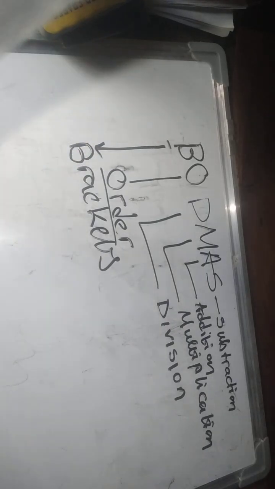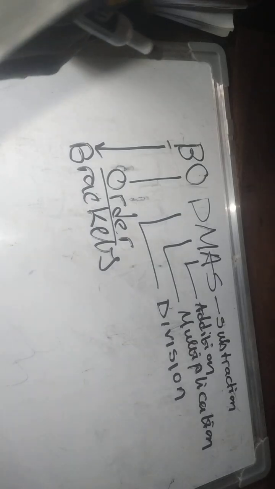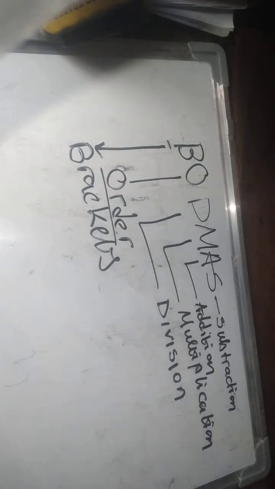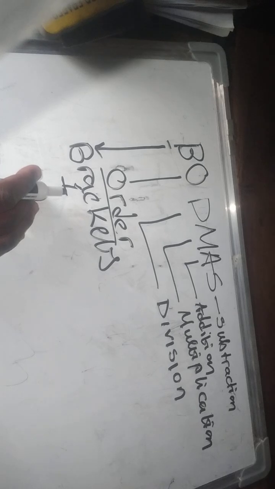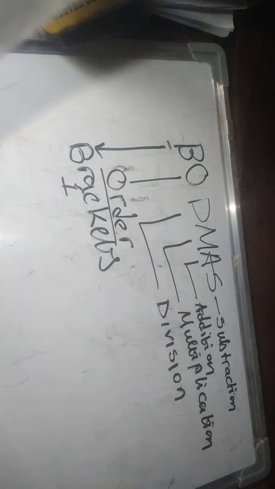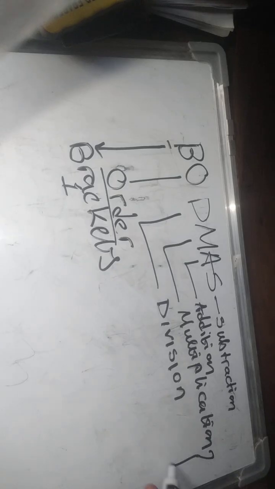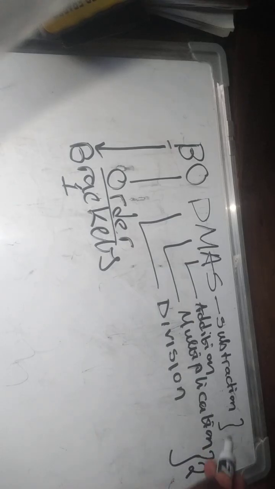Now, BODMAS has 3 stages. The first step in BODMAS is brackets. Then the second step in this mnemonic is the combination of division and multiplication. And the third step is the combination of subtraction as well as addition.